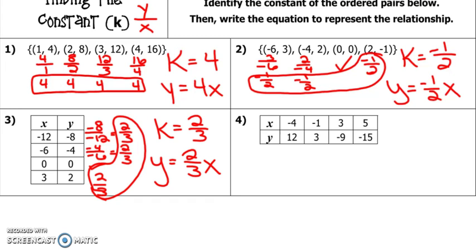Your k is what you get when you divide. And be careful, it has to be y over x. Think about slope. Slope was always y over x, so my k, my constant, is going to be y over x.